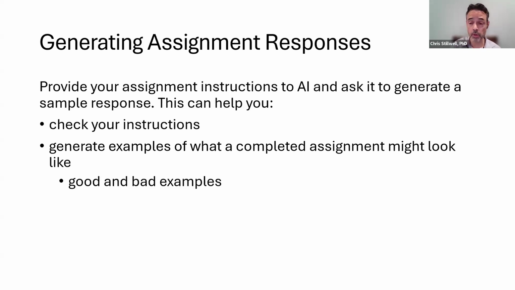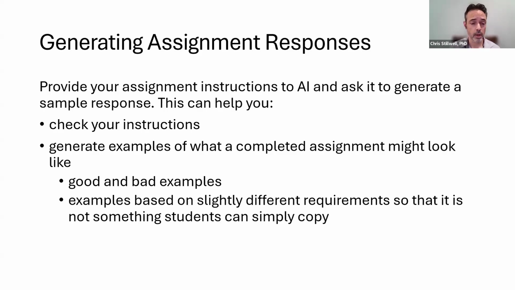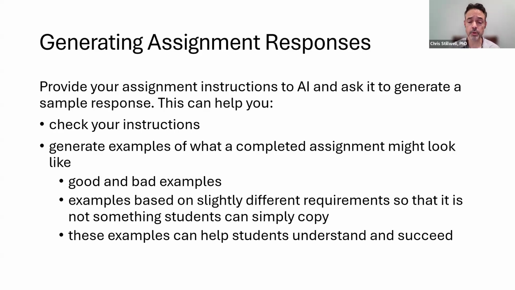We can give a good example of what it might look like and a bad example of something that would not be acceptable. Now, these examples may be based on something slightly different from our original instructions, so that it's not something that students can directly copy and just change a couple words. We can very easily ask the AI to make an example, but on a slightly different topic, perhaps, for example. These examples can help students understand, and this has been shown through research to improve students' success when they can see examples of what they are supposed to do.